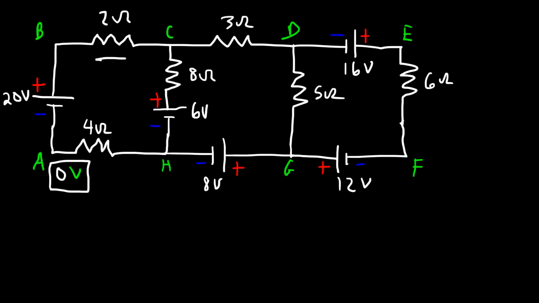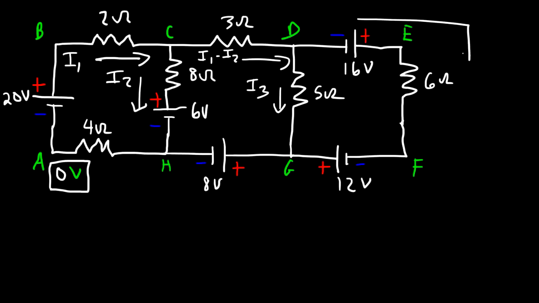Now let's define the current that flows through the 2 ohm resistor as I1, and the current that flows through the 8 ohm resistor, that's going to be I2. Now the current flowing through the 3 ohm resistor, that's going to be I1 minus I2. And through the 5 ohm resistor, we're going to call that I3. Now the current that flows in this branch, which is basically the same as through the 6 ohm resistor, that's going to be I1 minus I2 minus this current here, which is I3.